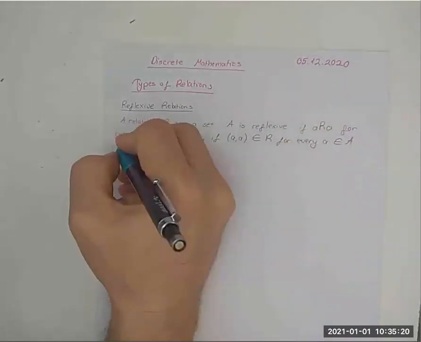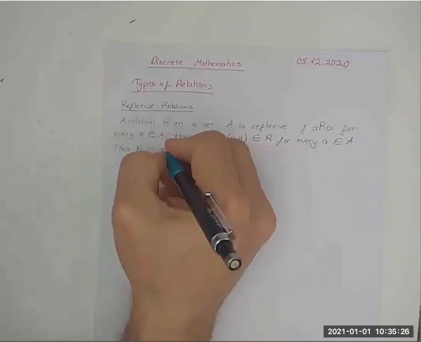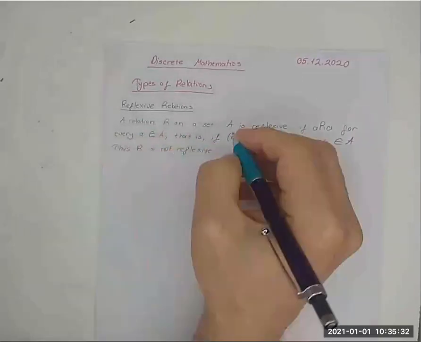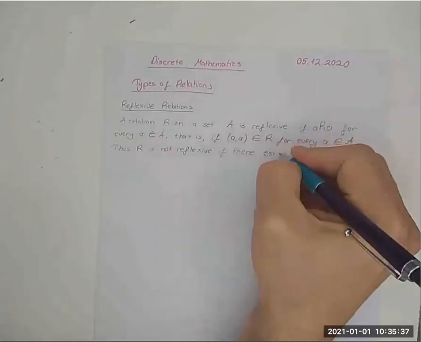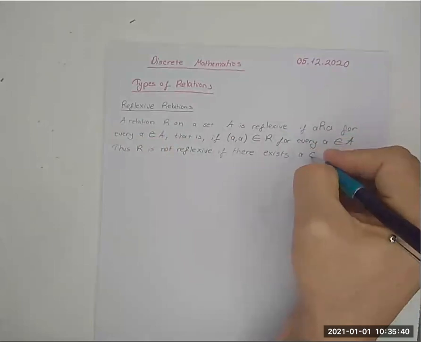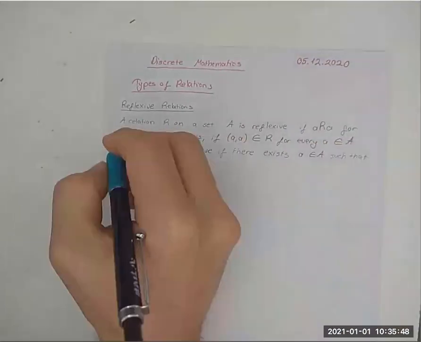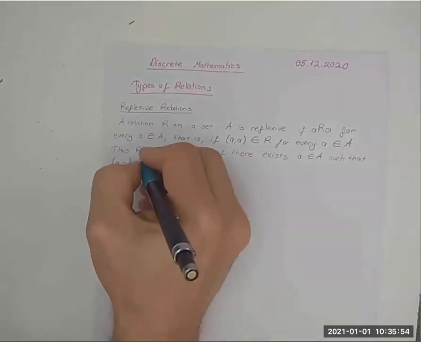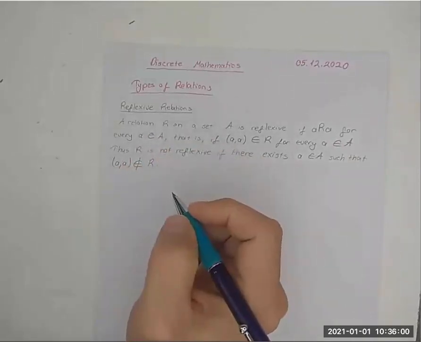There is also the reverse. R is not reflexive if there exists a member a of the set A such that the pair (a, a) is not an element of the relation R. So let's write the example.